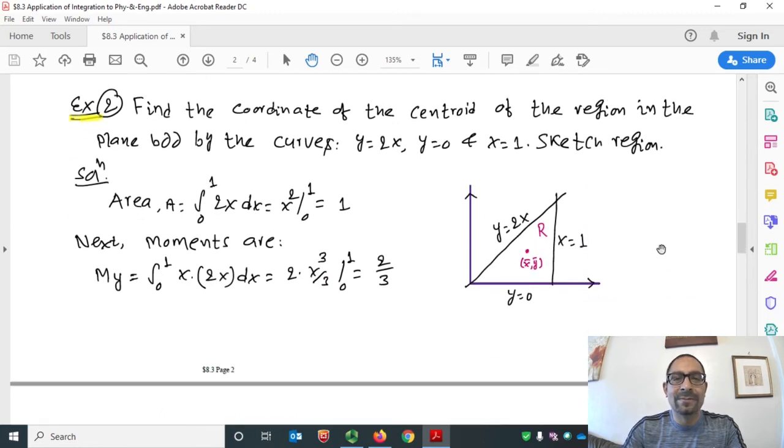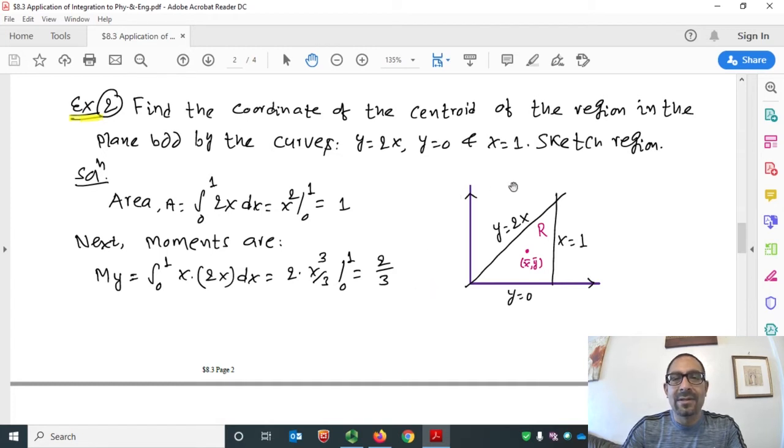Example 2. Find the coordinates of the centroid of the region in the plane bounded by the curves y equals 2x, y equals 0, and x equals 1. Sketch the region. So let's begin the solution.